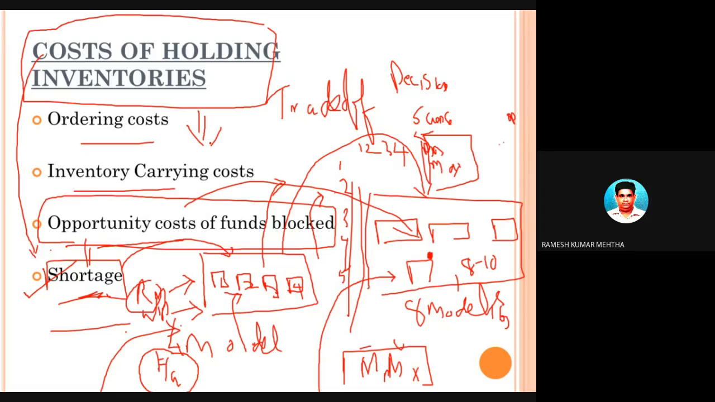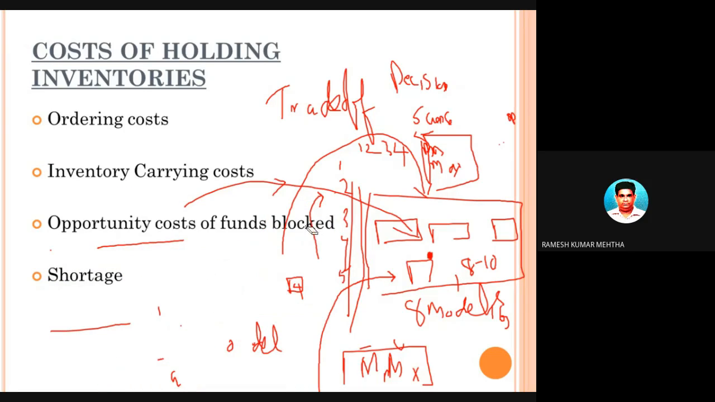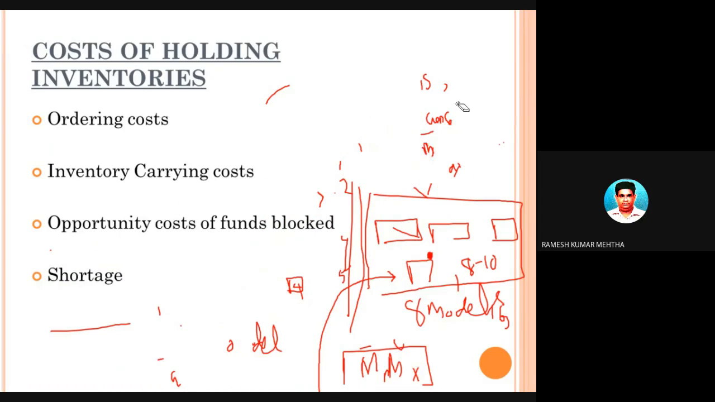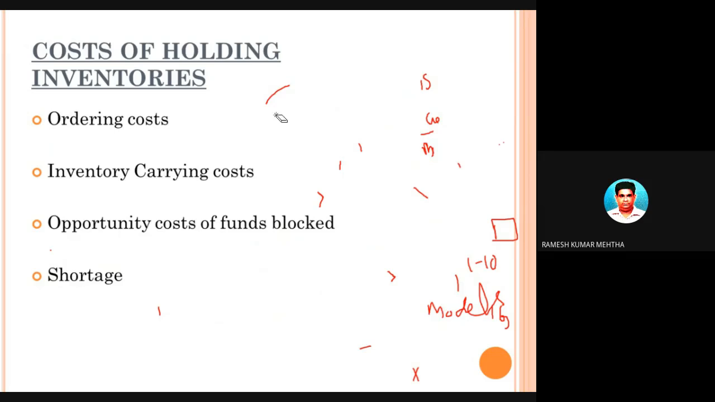So these are the different types of costs of holding inventory. Ordering cost is if you place an order. If you place an order, there is a cost involved in it. If you are holding inventory, this is also called inventory carrying cost. Inventory carrying cost is also called inventory holding cost. Please remember it. It means if you want to hold your inventory, then what are the costs involved in carrying this inventory in the system.